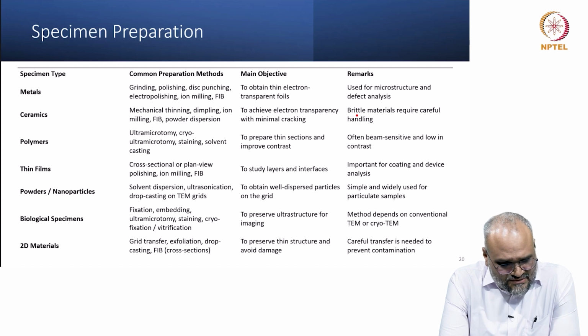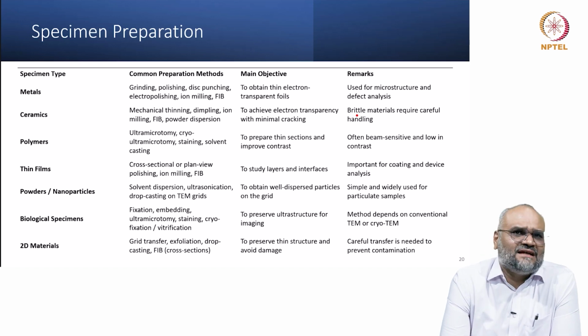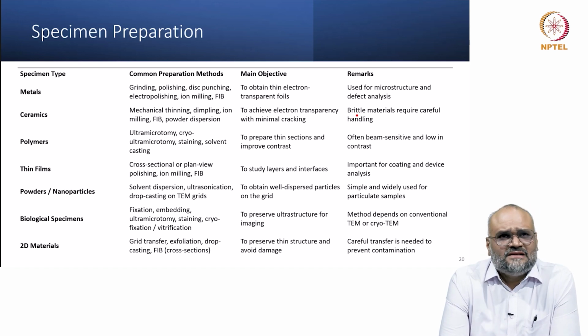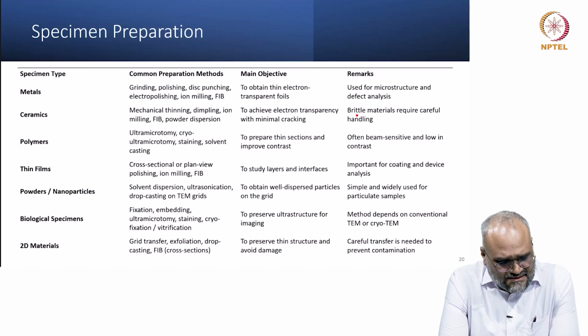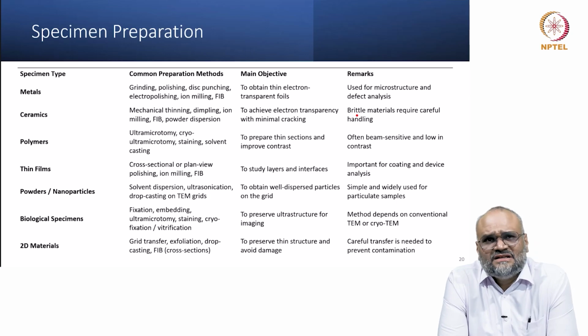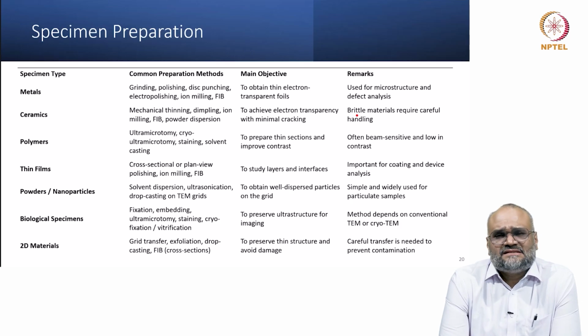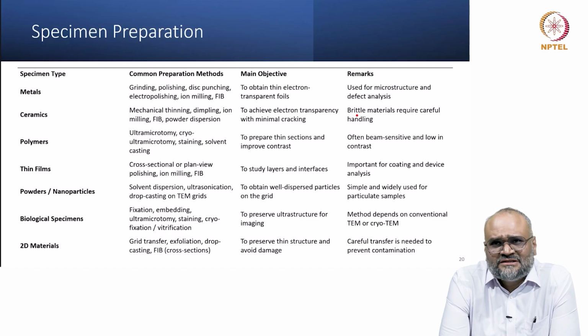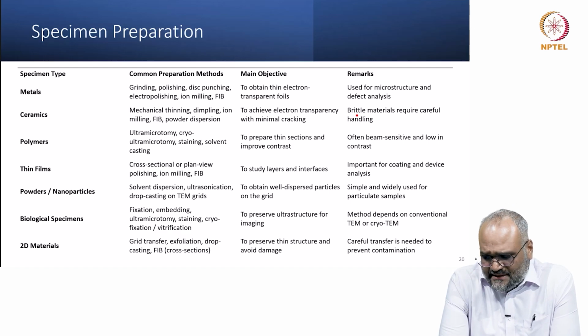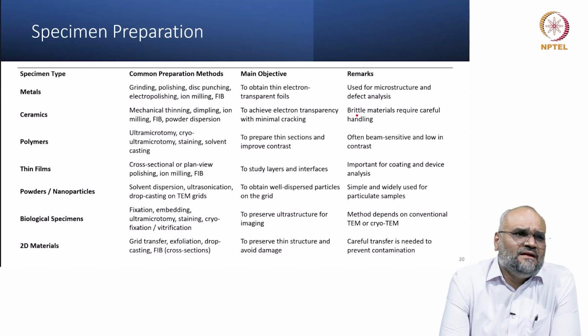In ceramics, you can think of mechanical thinning, that is crushing, grinding by a mortar pestle or by a ball mill. And then if I'm using bulk ceramic, you also have dimpling, ion milling, FIB, and also dispersing the powder on a simple 3mm grid. So this is also done to achieve electron transparent thin specimens with minimal defects or damage. And most importantly, brittle materials require careful handling.